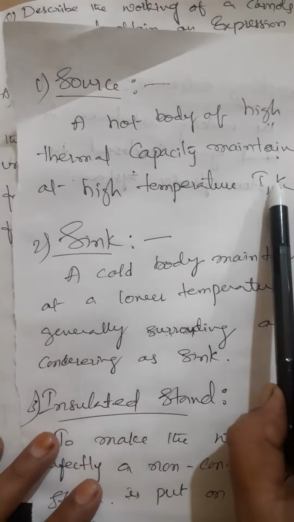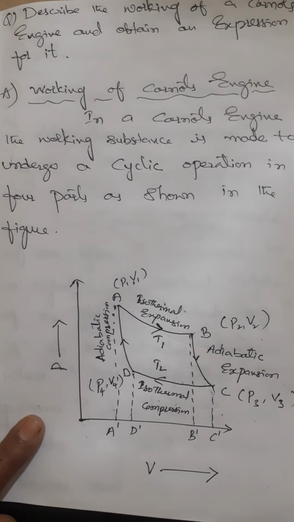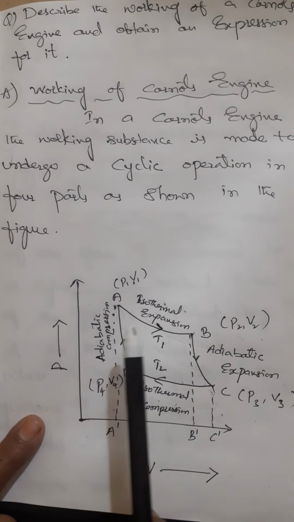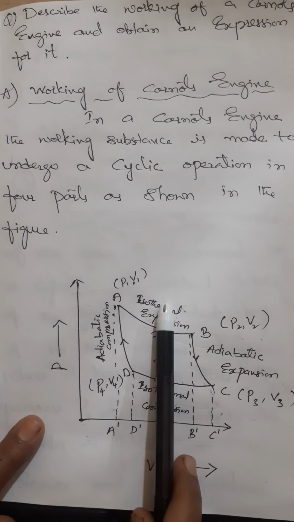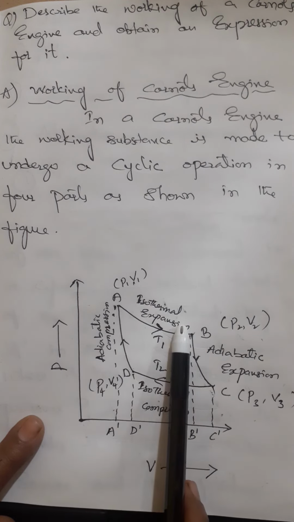In a Carnot's engine, the working substance is made to undergo a cyclic operation as shown in the figure. The working substance undergoes four operations: isothermal expansion, adiabatic expansion, isothermal compression, and adiabatic compression. In your previous classes you have studied isothermal and adiabatic processes. Isothermal process means the temperature remains constant. Adiabatic process means heat neither enters into the system nor leaves the system.